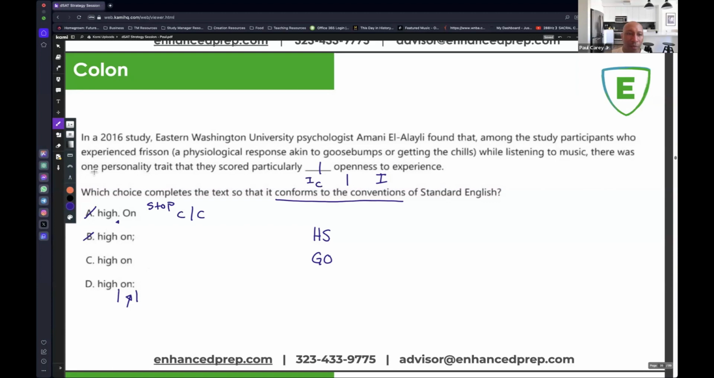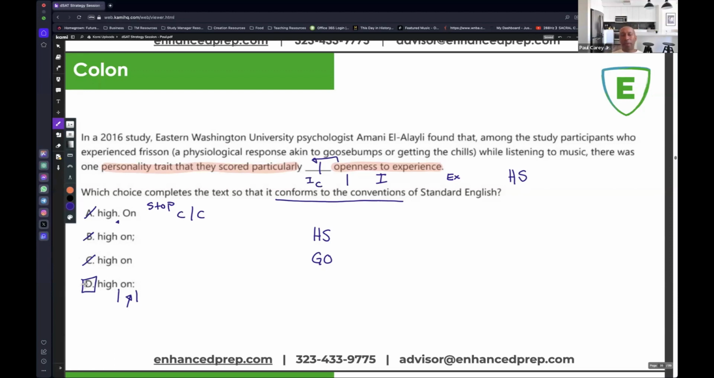So there was one personality trait that they scored particularly high on, openness to experience. So what is the specific last part? Well, this is an explanation of the category, the personality trait that they scored particularly high on. So this is an example or an explanation for the previous portion. So in that case, we know that this is going to be our half stop punctuation. So now we get rid of our go punctuation and we go with answer choice D.